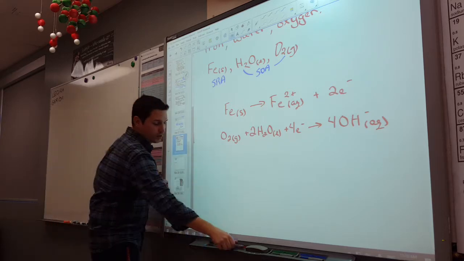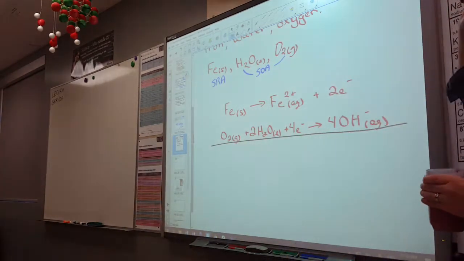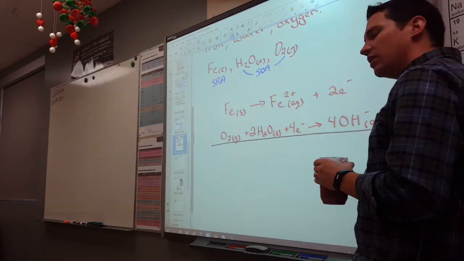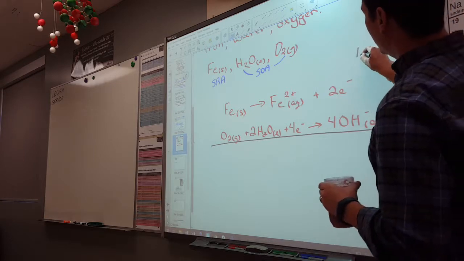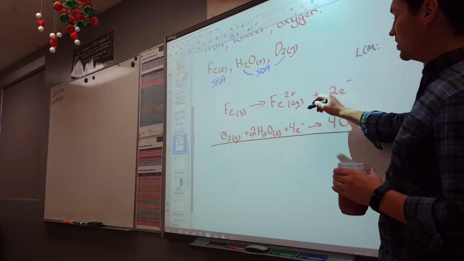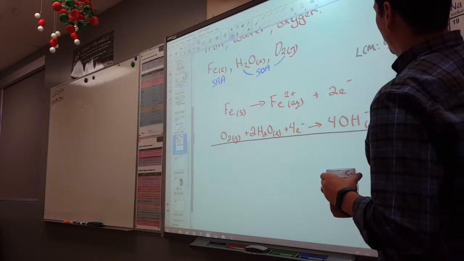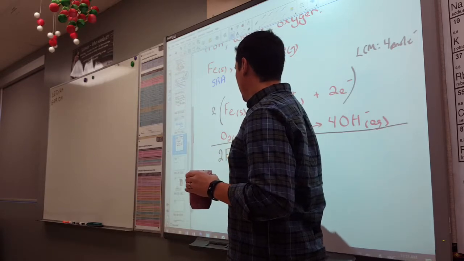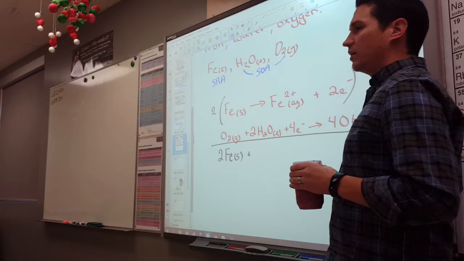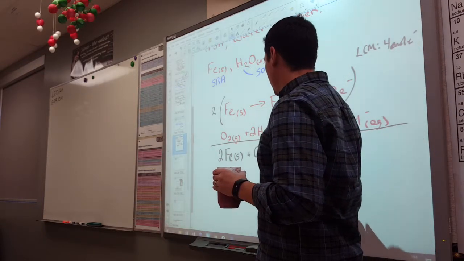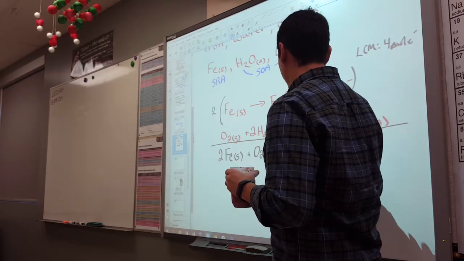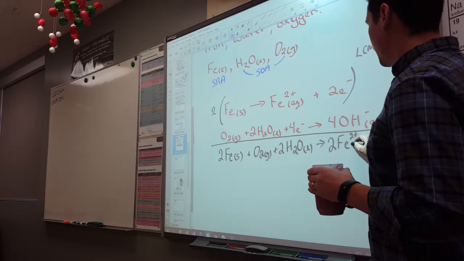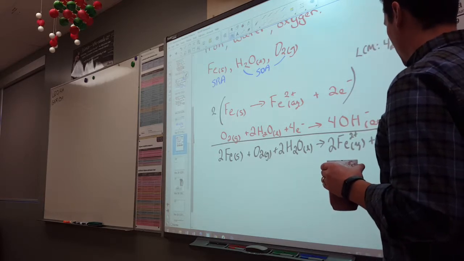Now that we have an oxidation half reaction and a reduction half reaction, we can combine them together. Can I just add these things together? No, what do I have to do first? I have to identify the lowest common multiple. And between 2 and 4, what's that? 4 moles of electrons. So I'm going to multiply this by 2. So we'll get 2 iron atoms reacting with oxygen gas plus 2 waters, going to produce 2 iron 2 plus ions and 4 hydroxide ions.